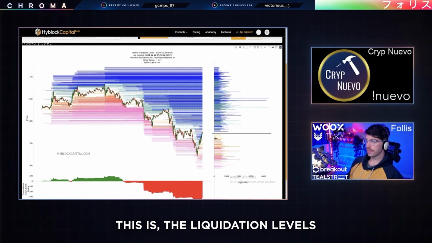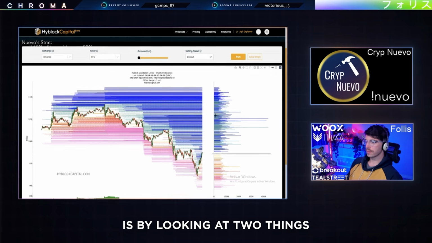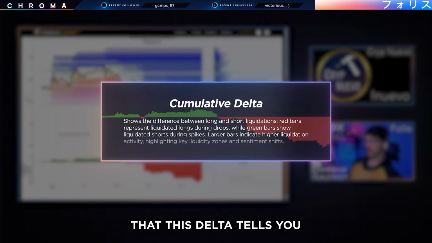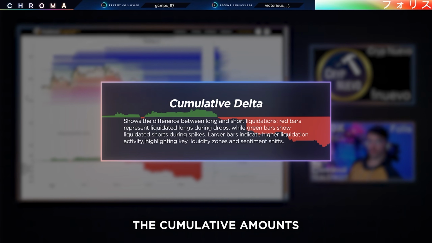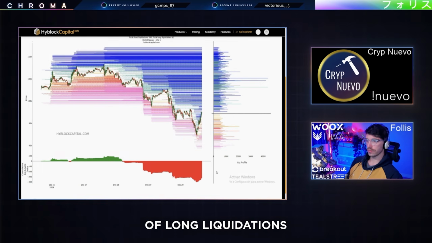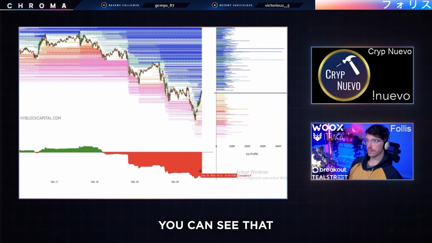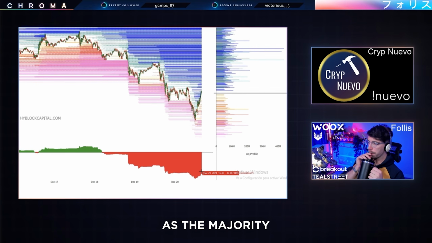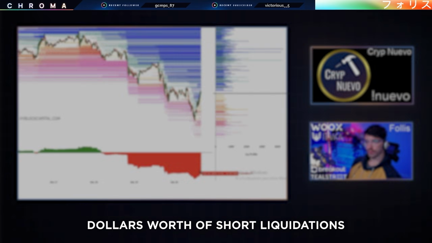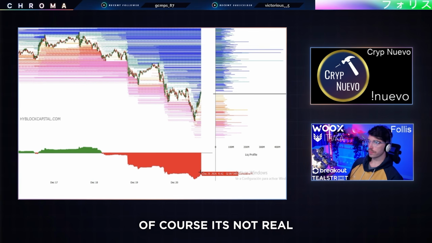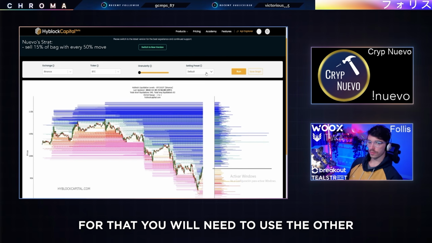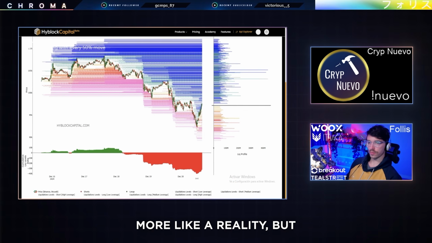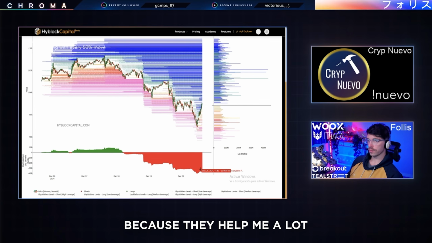The way that I measure the liquidation levels is by looking at two things. The delta tells you the cumulative amounts of long liquidations and short liquidations. So right now you can see that there are a lot of short liquidations, as the majority is just $32 billion worth of short liquidations. Of course, it's not real. For that, you will need to use the other setting to make it more like a reality. But I use these numbers because they help me a lot.